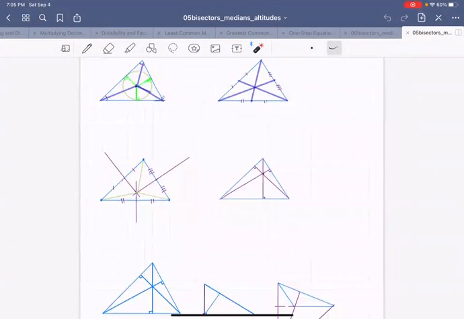For example, when you connect all the medians together, this point is called the centroid. This piece over this is 2. Yeah, this looks complicated. That's what we are going to learn in the second part of geometry. And when you connect all the altitudes together, you will also meet one point. This is called the orthocenter.